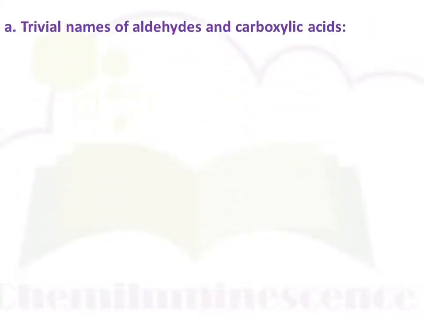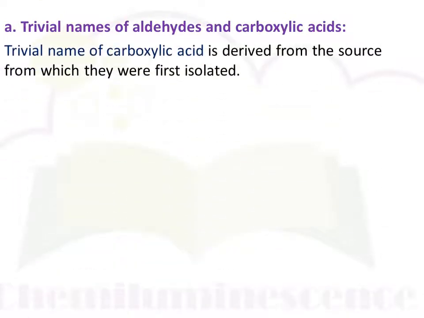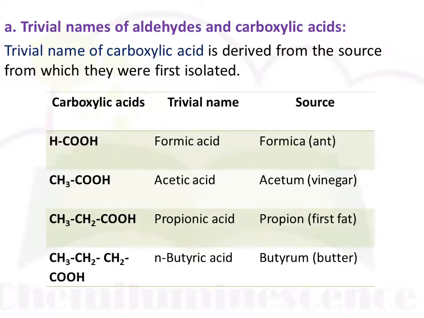Let's first study the trivial names of aldehydes and carboxylic acids. Trivial names of carboxylic acids are derived from the source from which they were first isolated. This chart is given. There are three columns. The first column is for carboxylic acid, which shows the formula of the carboxylic acid. The second column shows the trivial names of these acids, and the third column shows the source from where they were first isolated.